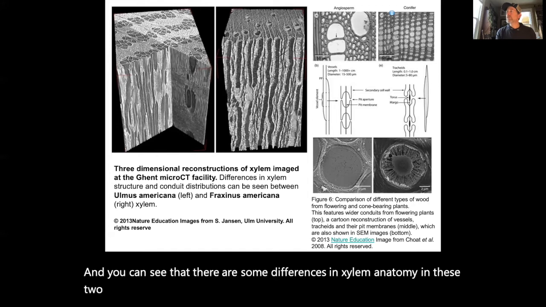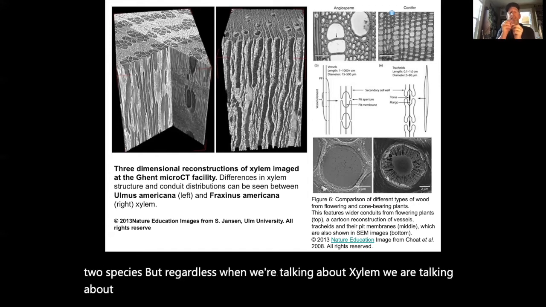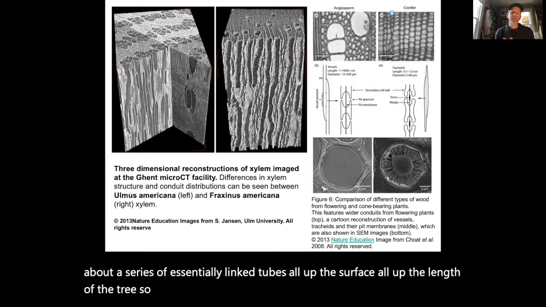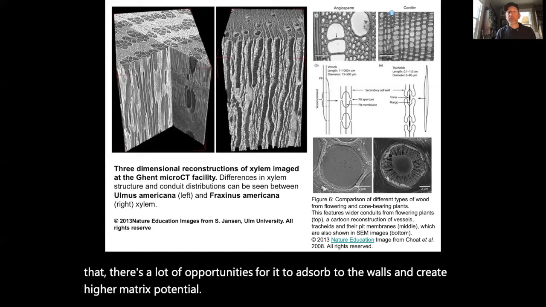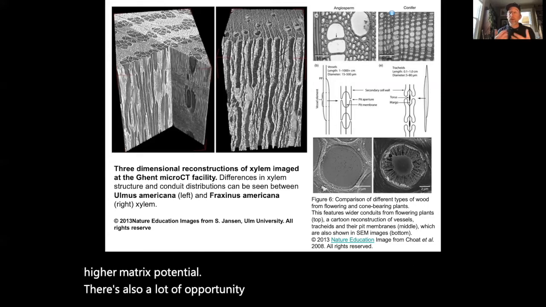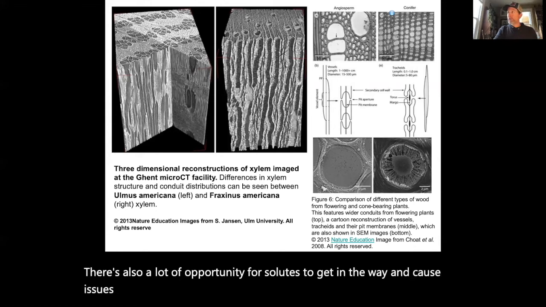But regardless, when we're talking about xylem, we are talking about a series of essentially linked tubes all up the length of the tree. So water has to move through these tubes. And in doing that, there's a lot of opportunities for it to adsorb to the walls and create higher matrix potential. There's also a lot of opportunity for solutes to get in the way and cause issues with water potential.